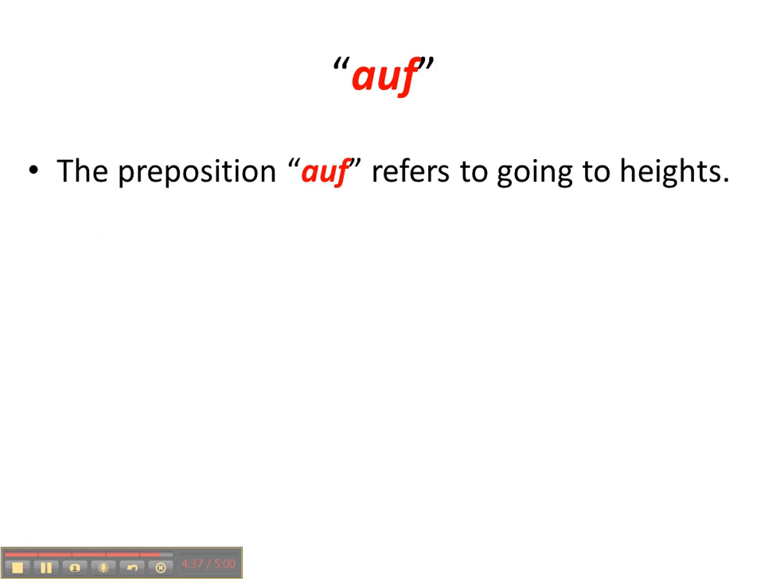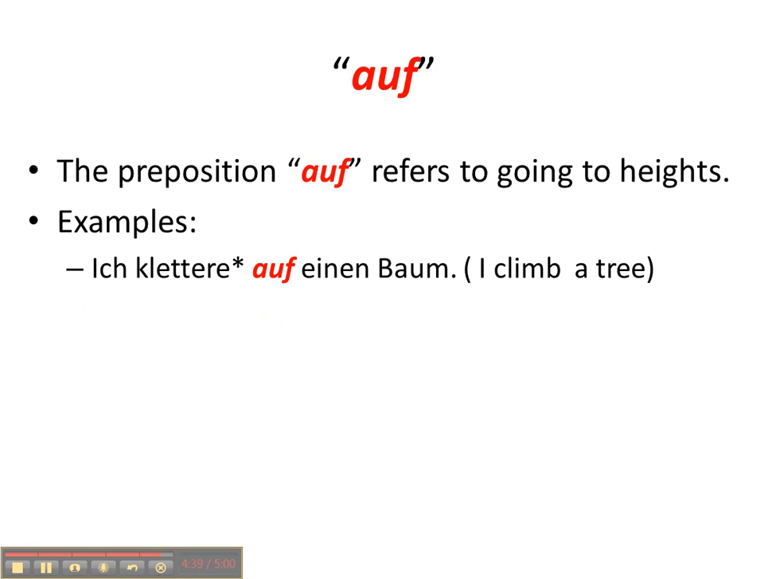Finally, auf. Auf refers to going to heights of something. For example, ich klettere, which is klettern, to climb. Ich klettere auf einen Baum. So you're climbing up on a tree. So you're indicating that you're moving upwards.